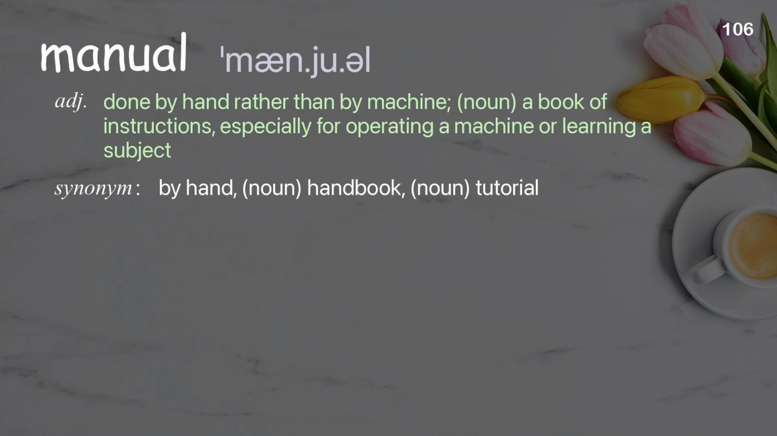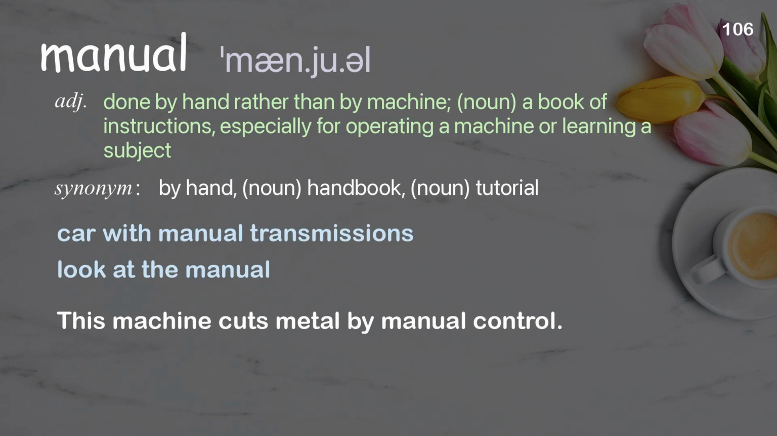Manual. Done by hand rather than by machine. Noun, a book of instructions, especially for operating a machine or learning a subject. Examples: Car with manual transmissions. Look at the manual. This machine cuts metal by manual control.